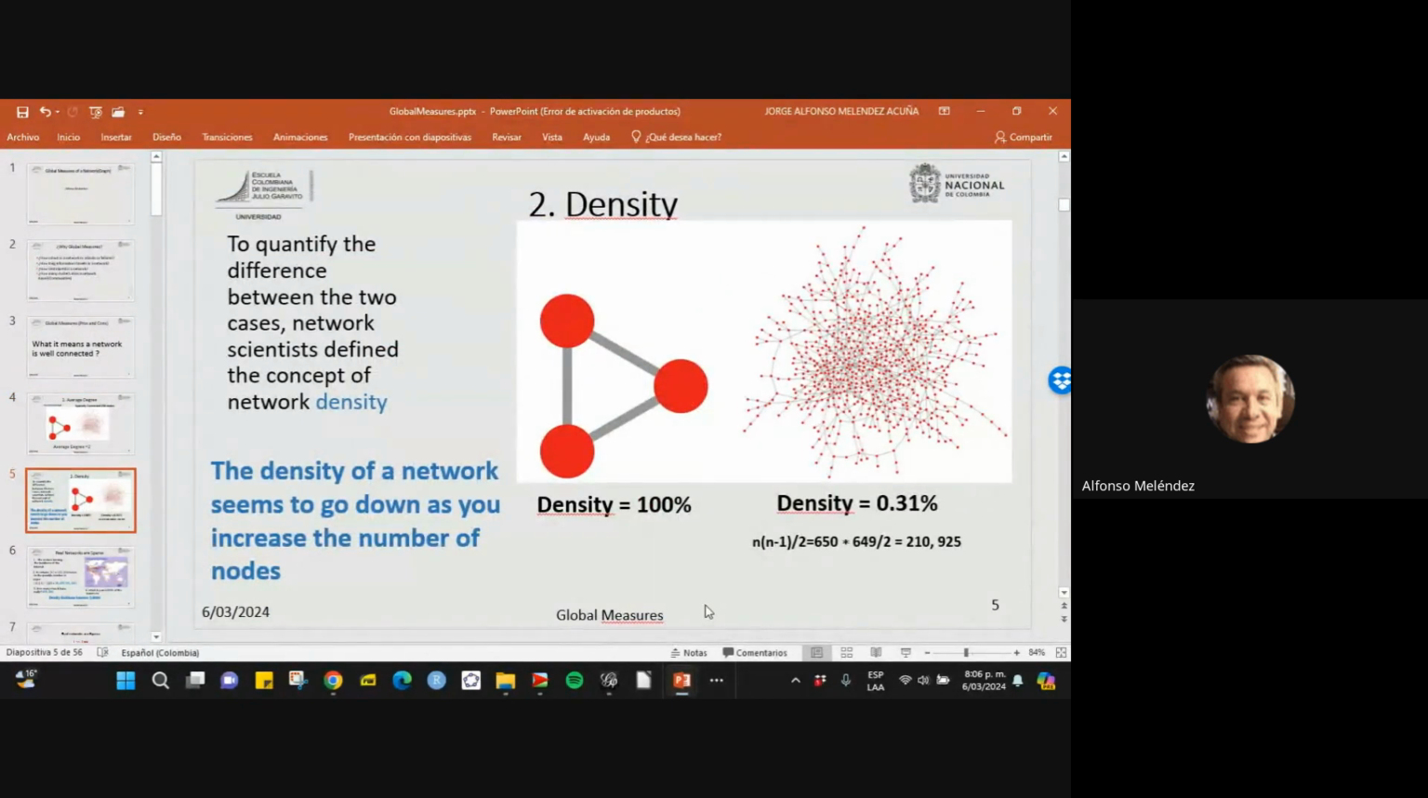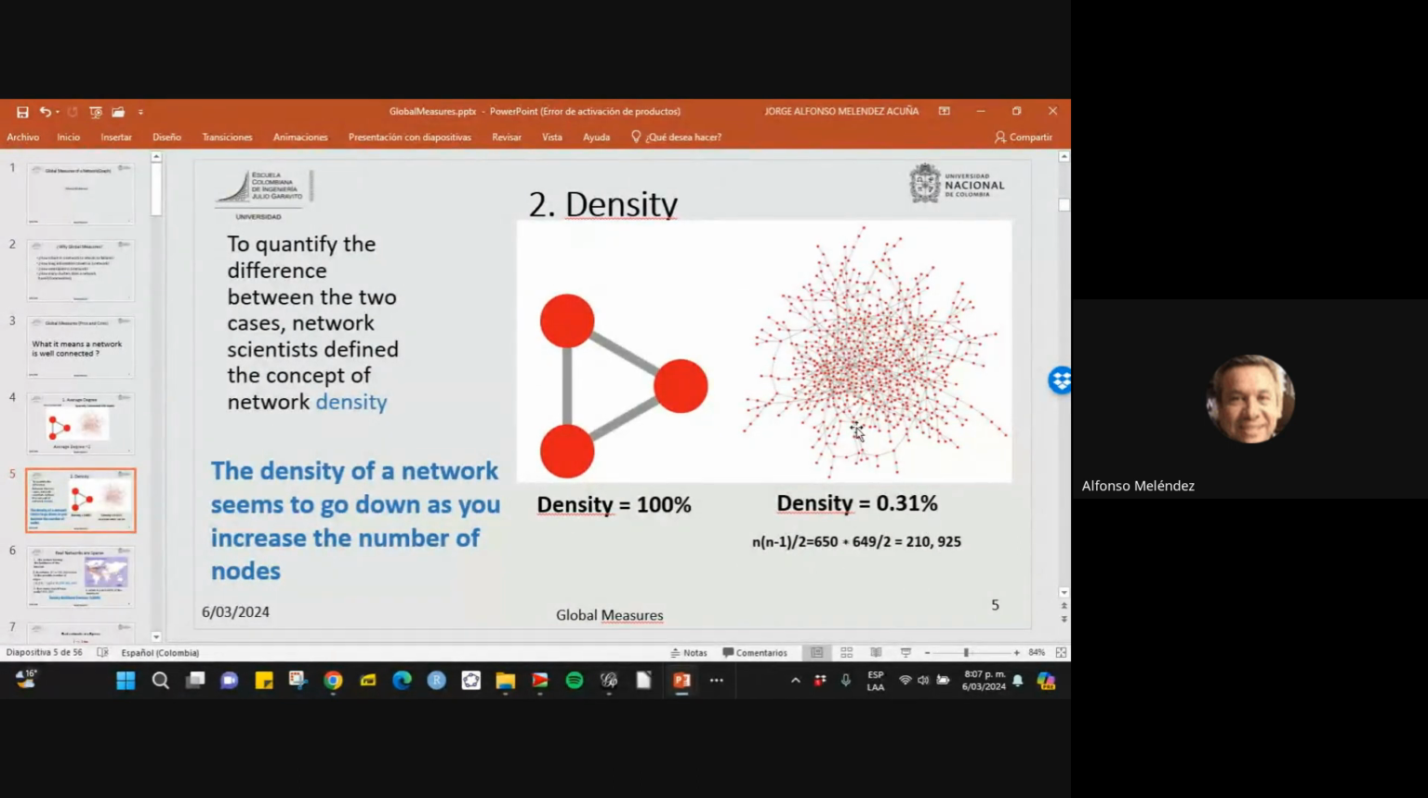Let's move to density. To quantify the difference between these two cases, network scientists define the concept of network density. What is the density of a network? Well, for example, here the density is 100% because all the edges that are possible between nodes are connected. How many connections could I make here? 3, no more. Here, how many connections could I make? This with this is missing, this with this. If all nodes of this network were connected to all other nodes, the density would be 100%. But for all nodes of this network to be connected to all other nodes, you need this number: 210,1925 connections.